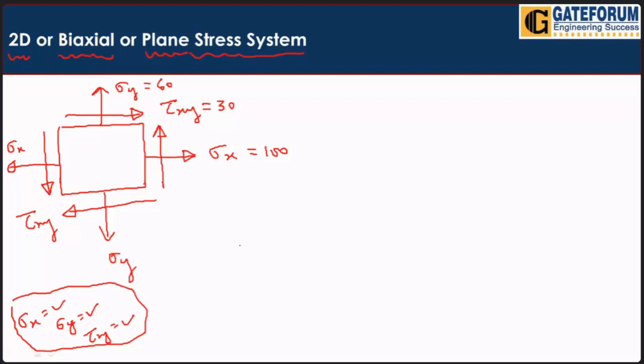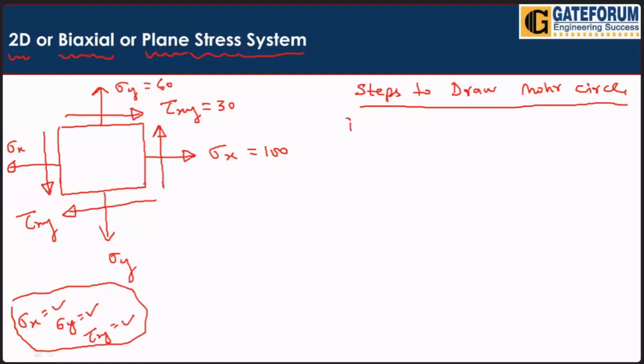Now, what happens if I go for the Mohr circle? There are only simple steps to draw the Mohr circle. Please learn these steps to draw any Mohr circle, in only two steps. The first step is to write the coordinates.